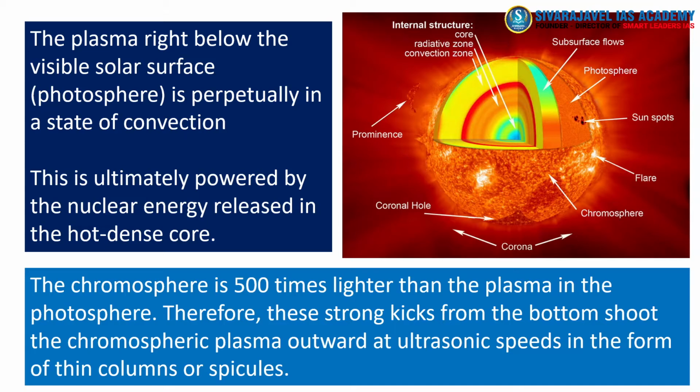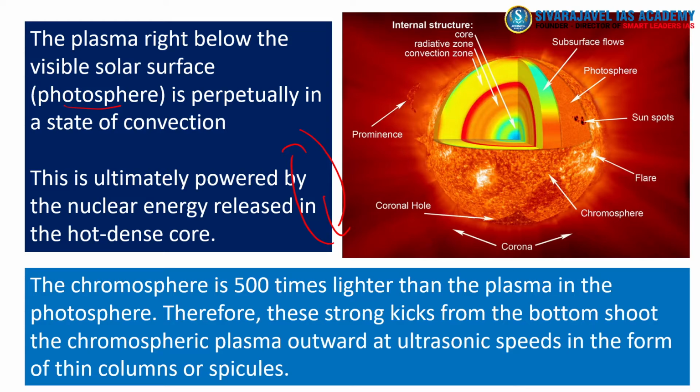The plasma right below the visible solar surface, like how we have the ground on the earth, the lithosphere, similarly you have the photosphere. For the earth it is the lithosphere, for the sun it is the photosphere. And this plasma is in a state of convection. So what is convection? Something which moves in rotation, moves up, comes back down, and this continues.